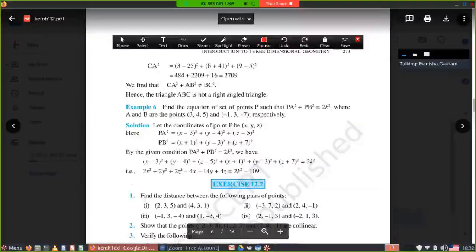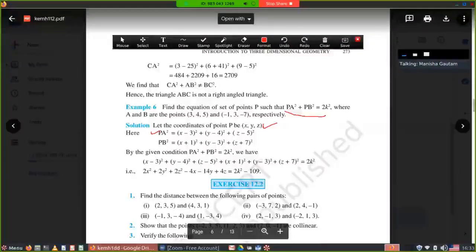Find the equation of the set of points P such that PA square plus PB square is equal to 2k square, where A and B are the points given to you. It means what? You have to suppose that P is a point having coordinates x, y, and z. Calculate according to the need of the question, that is PA square. Calculate distance of PA and square it. What you will get? The root is cancelled by the square, and you are getting x minus 3 square plus y minus 4 square plus z minus 5 square.